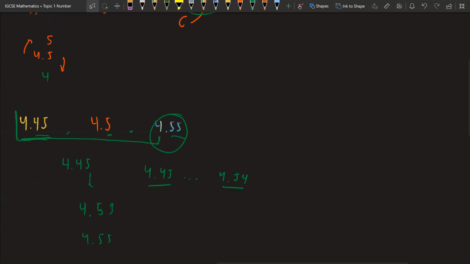So let's say the example is, let's say we have a number 34. The lower bound of 34, lower bound LB, is 33.5. We read this number, 33.5, and the upper bound, UB, is 34.5, an increase or decrease of 0.5.